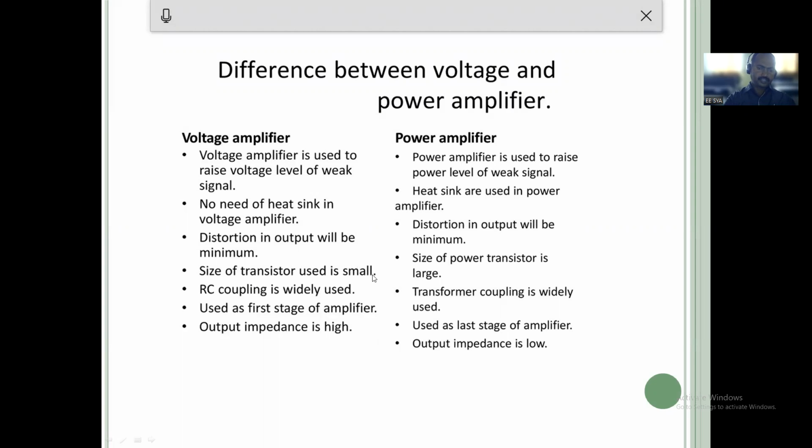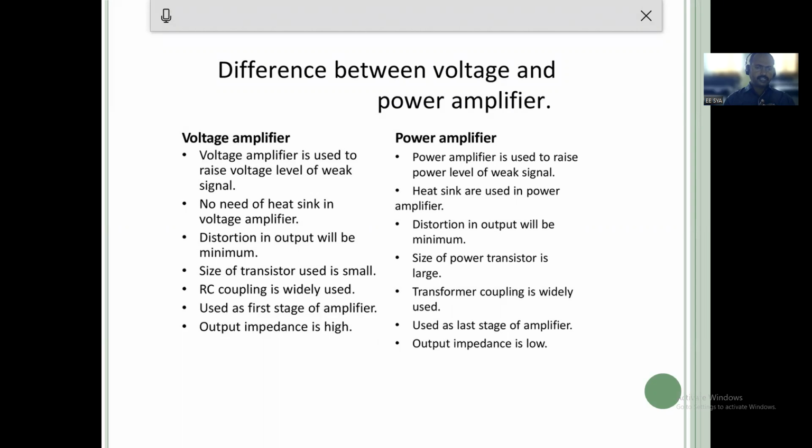Size of the transistor is very small. I'm telling you there are two types of transistors: a small signal amplifier or a power amplifier. A small signal amplifier is a small size amplifier. A power amplifier is the larger amplifier, right? Why is it large? Because the power flowing through it is more. So the size of that transistor should be more. In the voltage amplifier, the transistor used is small, and here it is large.